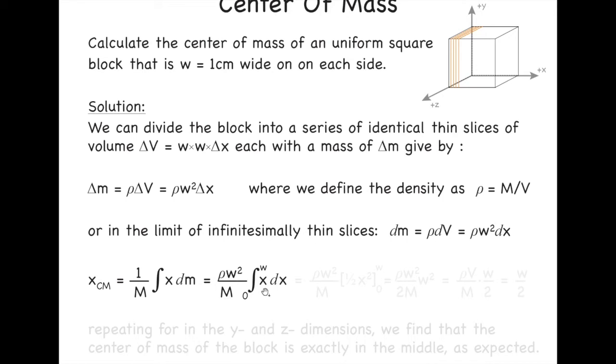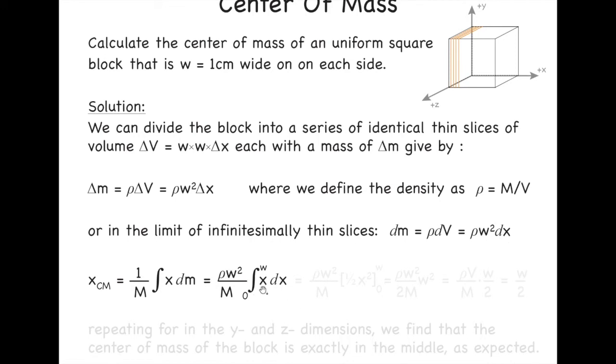But now we have dm is equal to this whole thing, right? Rho w squared dx. But rho and w squared are just fixed quantities. One's the density of the material, the other is the width of the material. Those aren't going to change. And so we pull that outside the integral, and we have rho w squared over m times the integral from 0 out to the full width of this cube of x dx, right? Where we've pulled the dx down here and pulled this stuff up front.